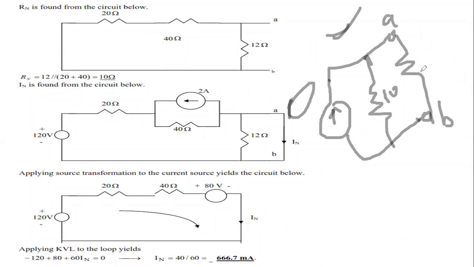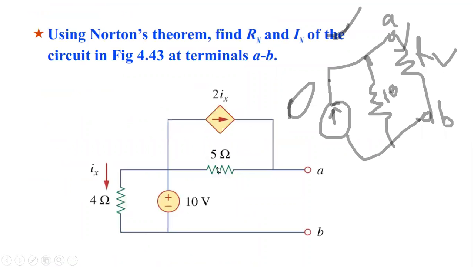And if you want to find the current in the load resistance RL, you can always apply the current division rule. Current division rule can be applied to find this current. This current will be divided into two parts. This you already know, so I can find this current. So this is the Norton's equivalent circuit for this question.